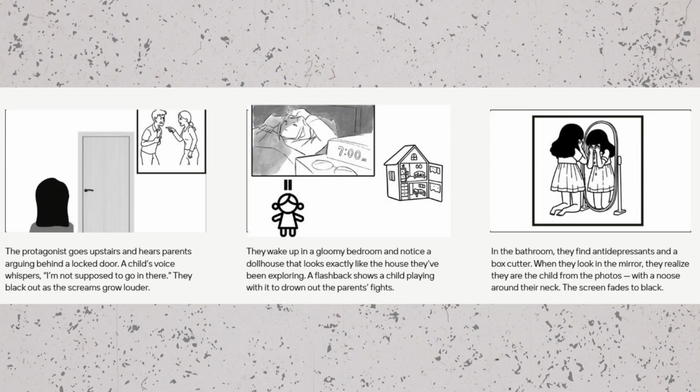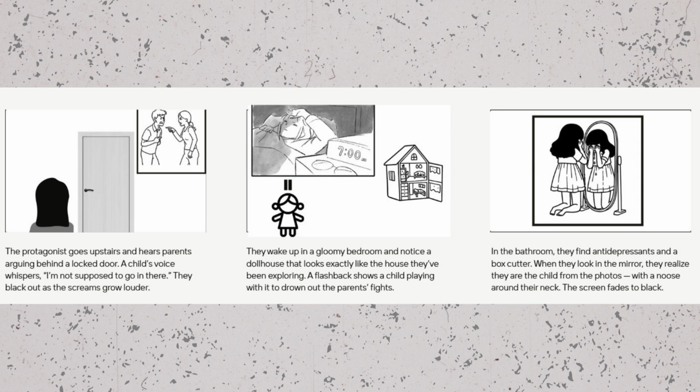Upstairs, they hear parents arguing behind a locked door, followed by screams and a child's voice saying, "I'm not supposed to go in there." After blacking out, you wake up in a gloomy bedroom with a dollhouse that's an exact replica of the house. Another flashback shows a child using the dollhouse to block out their parents' fights, and the doll looks exactly like the player.